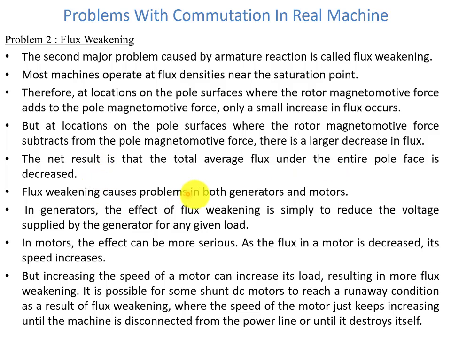Flux weakening causes problems in both generators and motors. In generators, the effect of flux weakening is simply to reduce the voltage supplied by the generator for any given load. In a motor, the effect can be more serious. As the flux in the motor is decreased, its speed increases. But increasing the speed of the motor can increase its load, resulting in more flux weakening. It's possible for some shunt DC motors to reach a runaway condition as a result of the flux weakening, where the speed of the motor just keeps increasing until the machine is disconnected from the power line or until it destroys itself.